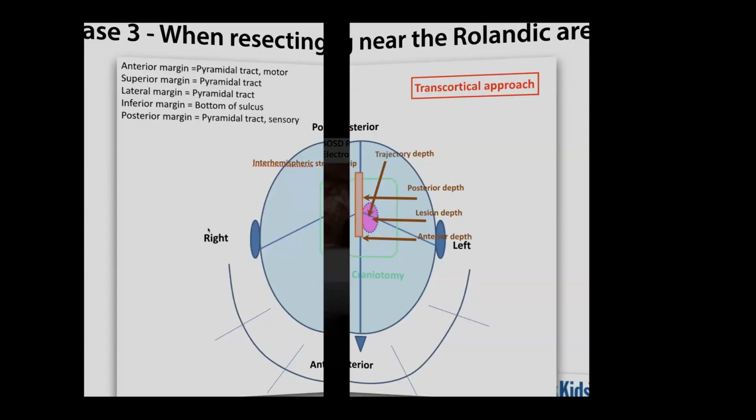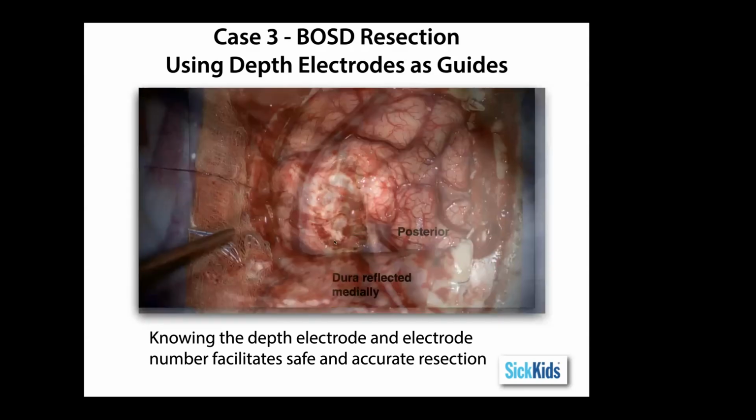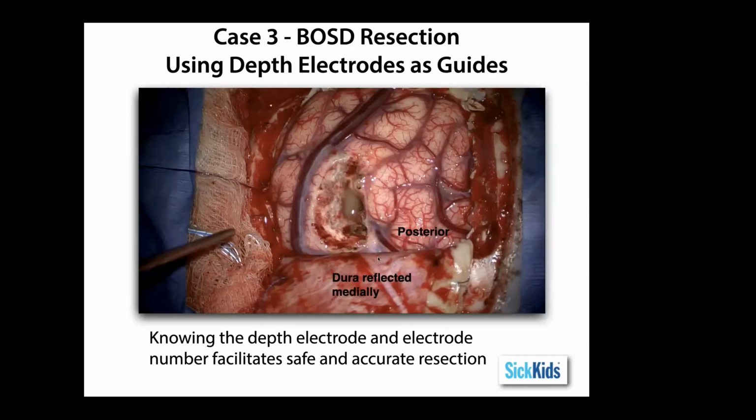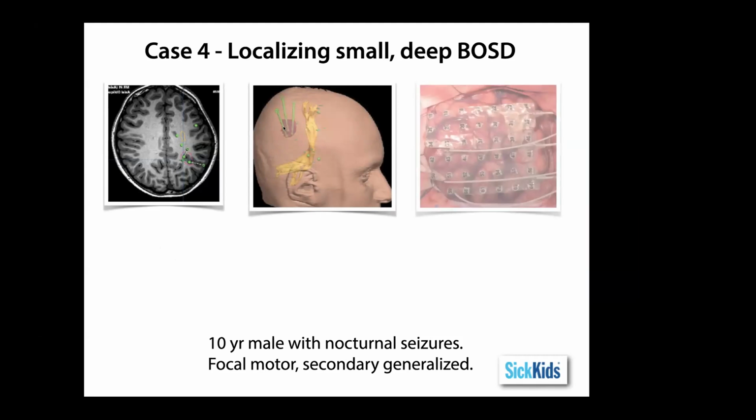It's another video that will show you how we approach these. Afterwards, you'll see this small transsulcal approach, and having taken these out, it is very, very helpful to have a guide taking you down to where the lesion is located. A 10-year-old male with this lesion here, just behind the DTI of the cortical spinal tract, had depth electrodes placed right into it.